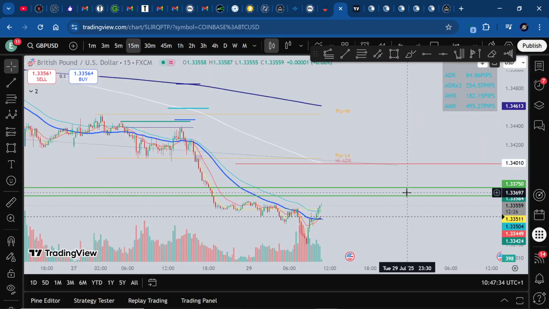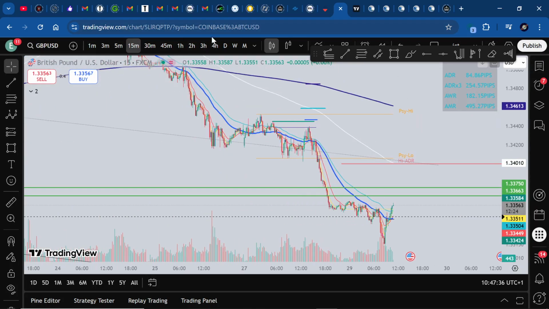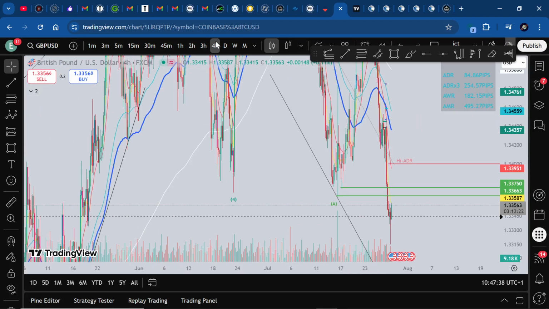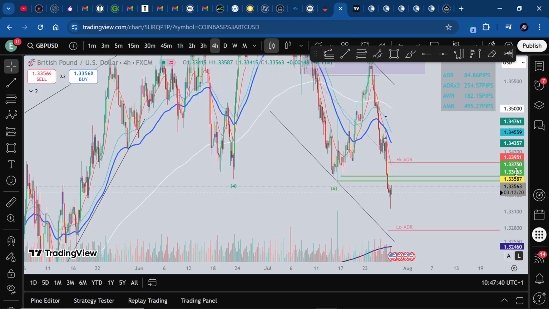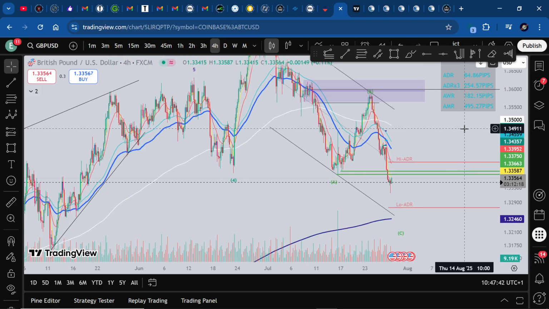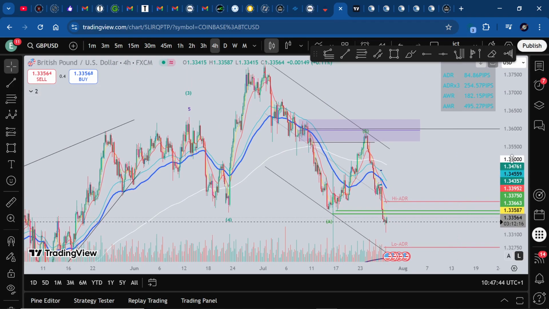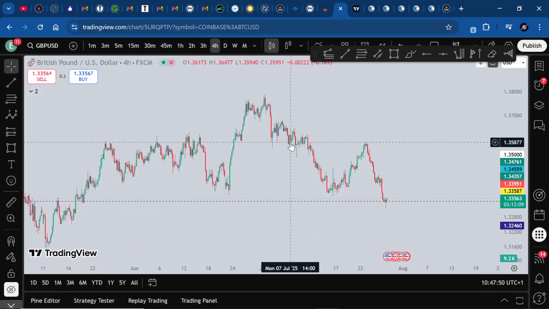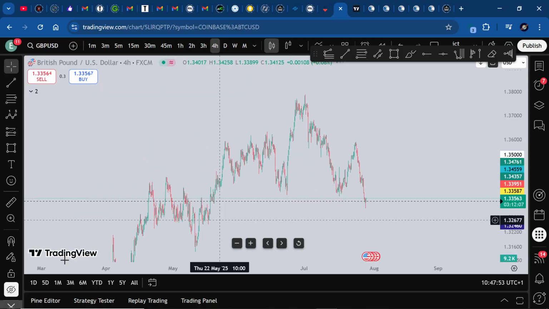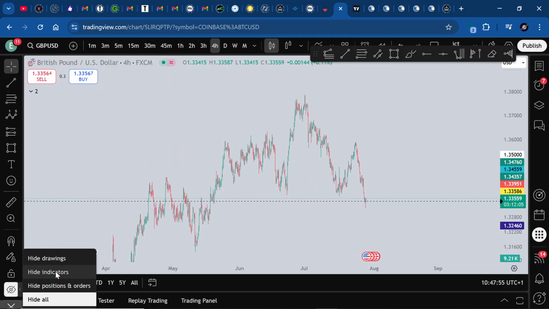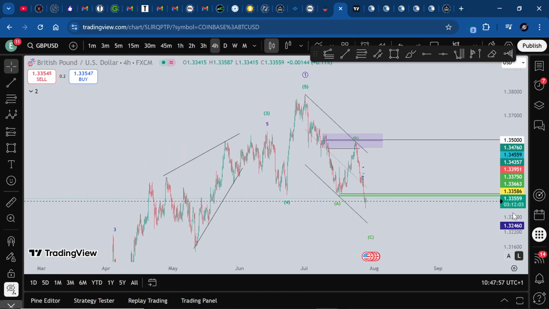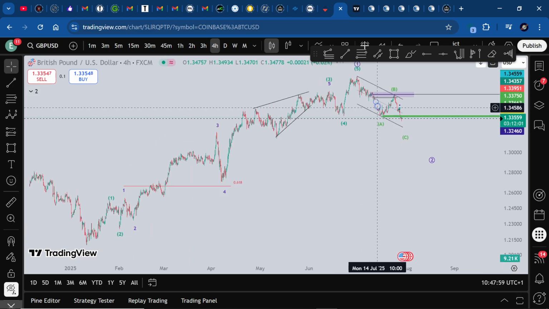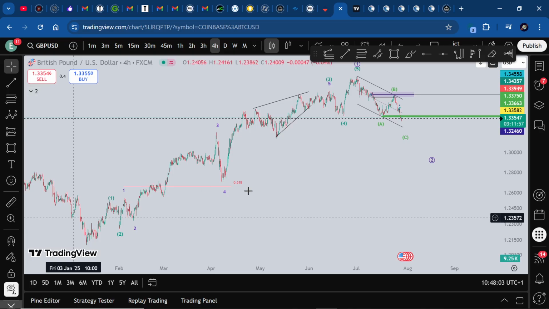Okay, we're going to look at the main USD pairs as well as a few crosses and Bitcoin. Starting with the pound, GBPUSD, we're on a 4-hour time frame. I do believe we got a completed wave 1 and we're coming down for a 2.